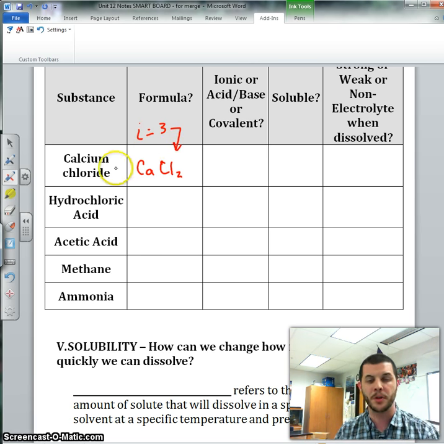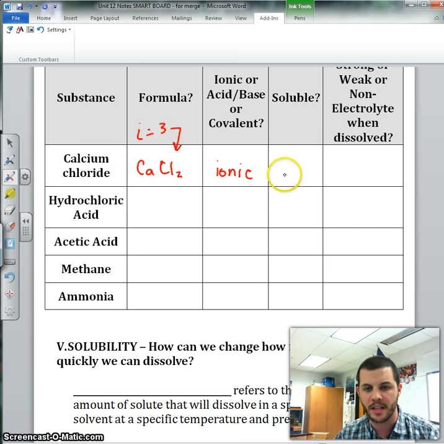Of course, calcium chloride is an ionic compound. I know that all chlorides, bromides, and iodides are soluble, except, and calcium is not one of my exceptions. So is it soluble? Yes, it is. Is it a strong, weak, or whatever electrolyte? This is going to be a strong electrolyte. Once again, anytime you have an ionic compound dissolved in water, it's always going to be a strong electrolyte.